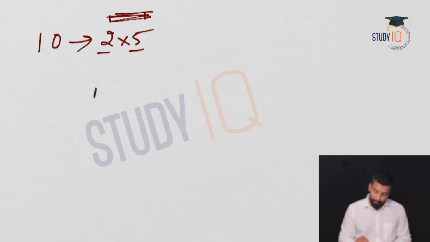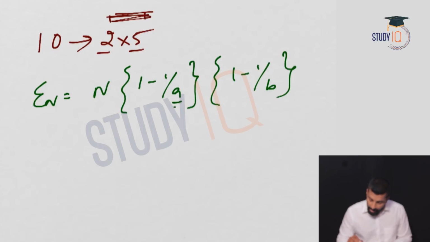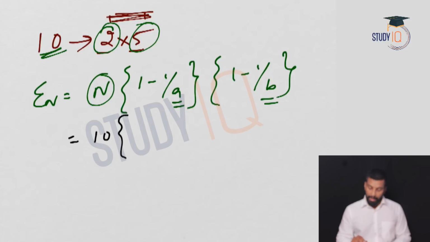Then the formula is Euler's number of n, φ(n), I can write it as n into (1 minus 1 by A) into (1 minus 1 by B). What are this A and B? A and B are the factors, this 2 and this 5. What is this n? That is given, 10. So let's find it out. 10 into (1 minus 1 by 2).